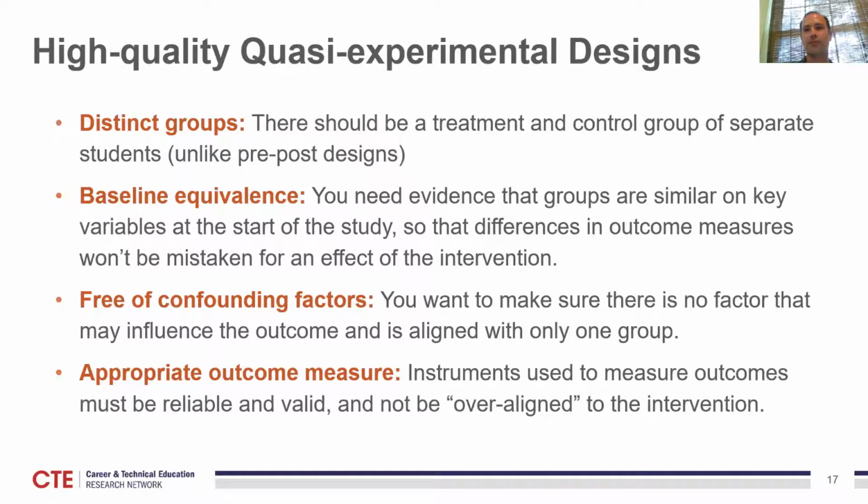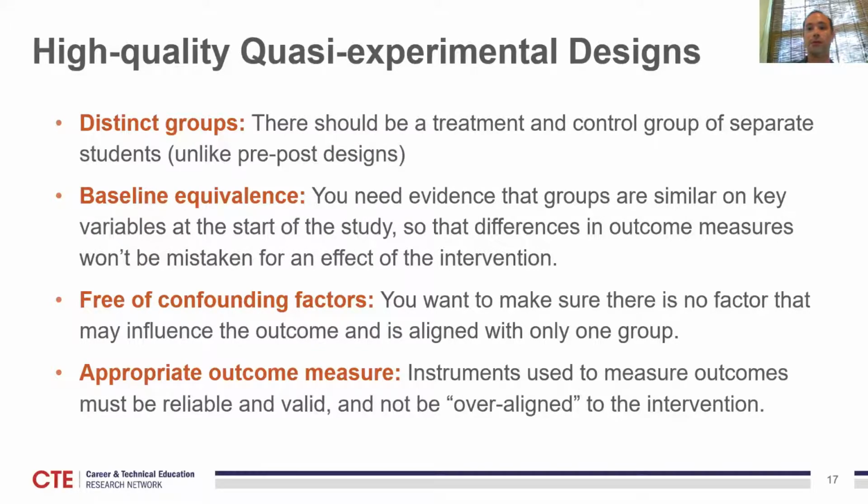Baseline equivalence is really key. The reason for establishing baseline equivalence is that intervention and comparison groups are different at the start of the study. Those differences could be carried through to the outcomes and be mistaken for an effect of the intervention. So this is the internal validity we've been talking about, a missing variable problem.